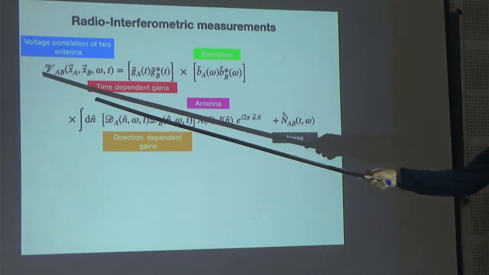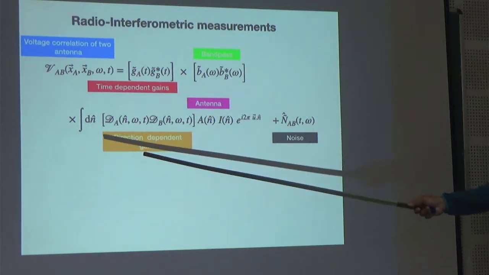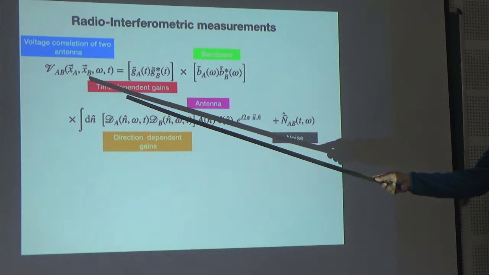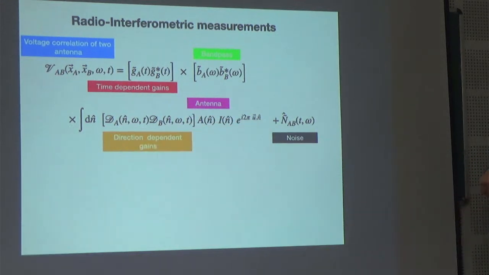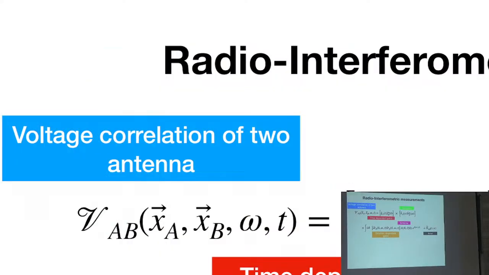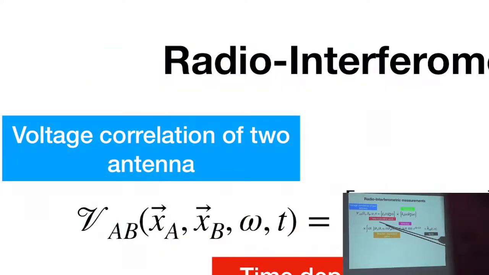So that is what this is at a given time, and then the location of the antennas are XA and XB, and the frequency or the angular frequency is omega. Right? Now the entire right hand side is what is coming from the sky, which is this I as a function of n cap, which is the property of the sky, right? But what I measure has all these other terms.